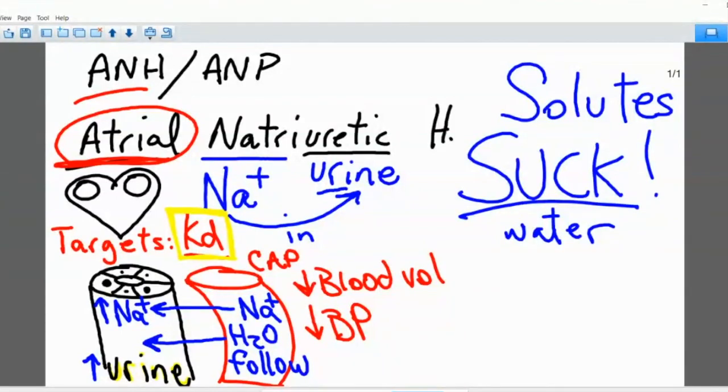Remember, the key to understanding this is knowing the name properly. Natriuretic means what in the what? Sodium in the urine. And if you can remember that, you can follow the steps. It puts sodium into the urine. What follows sodium? Water. So it makes more urine. We made more urine and we lost blood. We took fluid out of the blood. So we lowered our blood pressure. That is what we did.